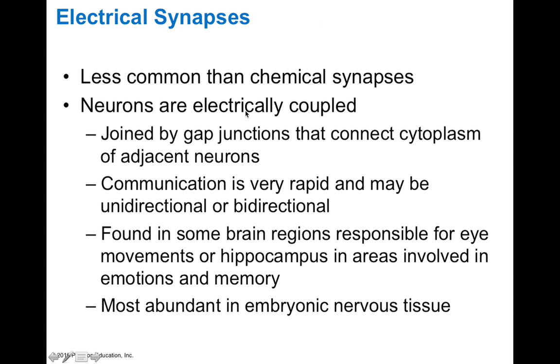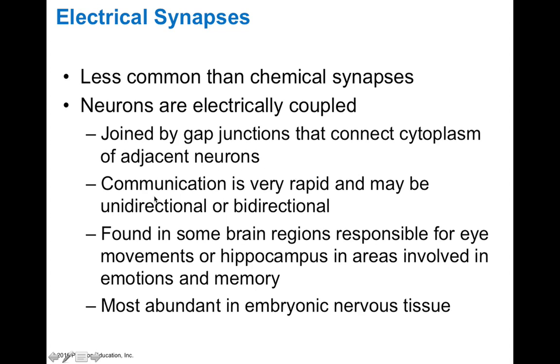Now, this other type of synapse is less common, but we call this an electrical synapse. Some neurons can be electrically coupled. What we mean by this is that instead of having the release of neurotransmitter, the presynaptic neuron is electrically coupled with the postsynaptic cell through gap junctions. So we're saying that the cytoplasms of these two cells would be in communication.